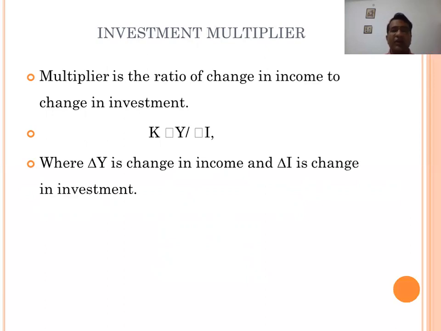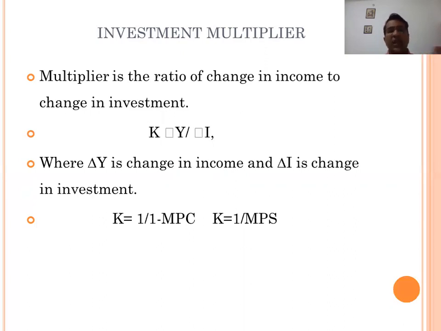Here delta Y is the change in income and delta I is the change in investment, as I already told you. Another formula is also there: K is equal to 1 upon 1 minus MPC, and K is equal to 1 upon MPS is also a multiplier. If delta Y and delta I are given, then we can calculate K is equal to delta Y upon delta I. If in a numerical delta I and delta Y are not given but MPC is given, we can apply this formula: K is equal to 1 upon 1 minus MPC.